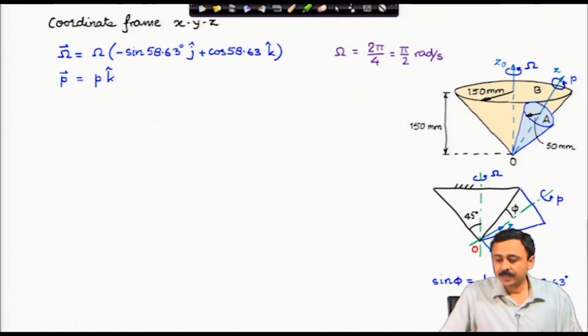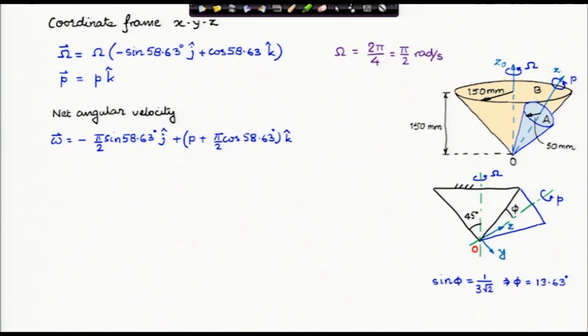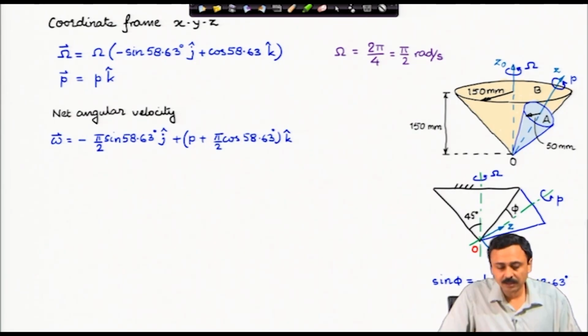but what we know is the no slip condition between the two cones. There is a no slip condition between the two cones. How to use that? First, we find out the net angular velocity of the smaller cone, cone A. How do I find that out? It is the frame angular velocity plus the angular velocity of cone A with respect to the frame, which is the spin angular velocity, and that is what I have written here. The net angular velocity omega of cone A is the frame angular velocity plus the spin angular velocity.